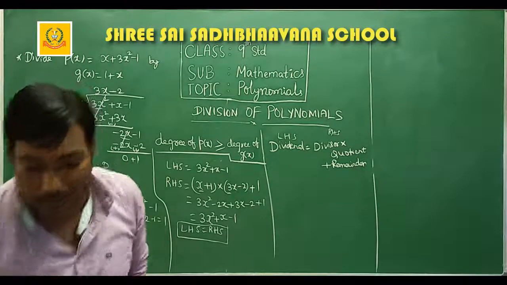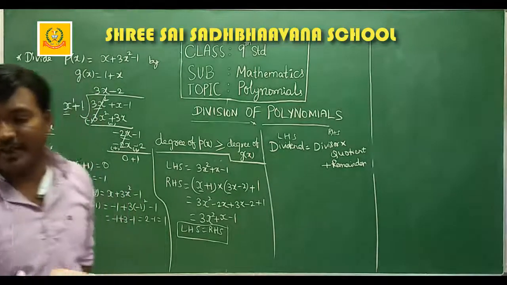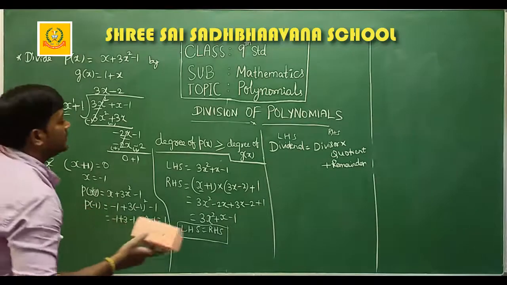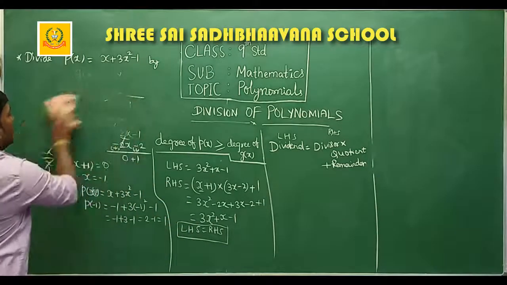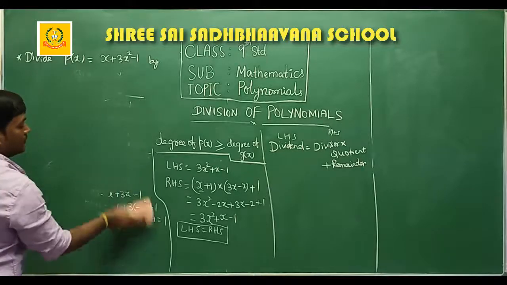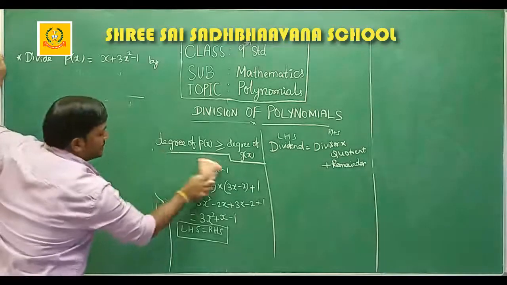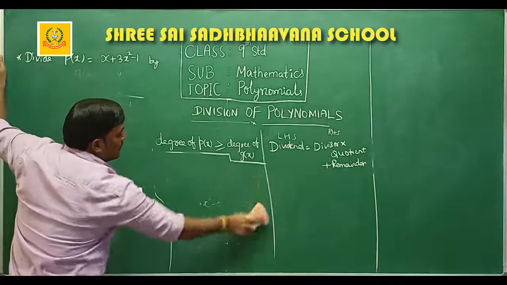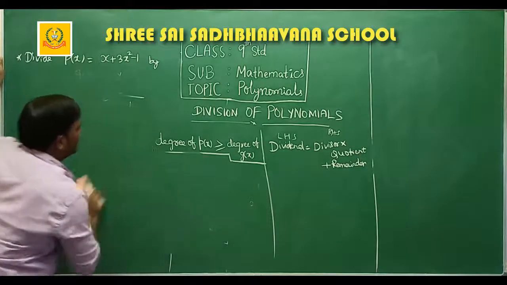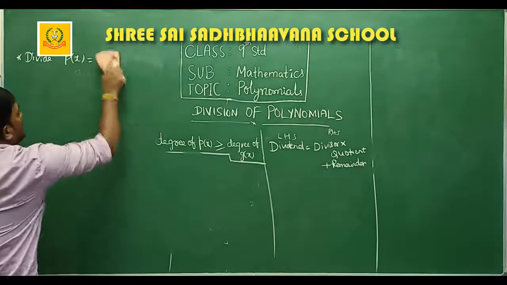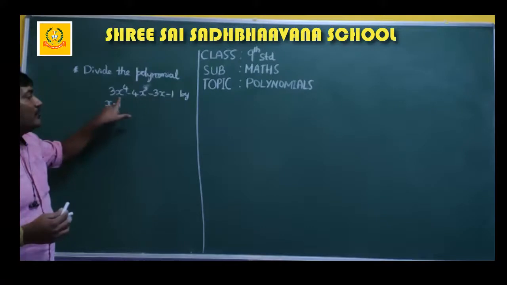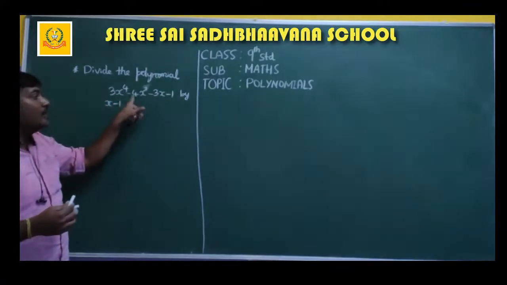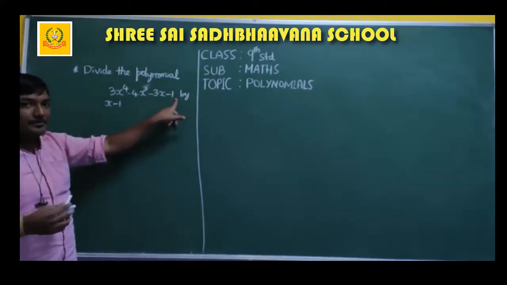This is a very important topic, as I told you, in your 9th standard as well as in your 10th also, it will be asked. This concept is there in 10th standard also. So once again, I am doing one more sum related to this topic. Carefully listen. Now I'll just change P of x and G of x. 3x power 4 minus 4x cube minus 3x minus 1.